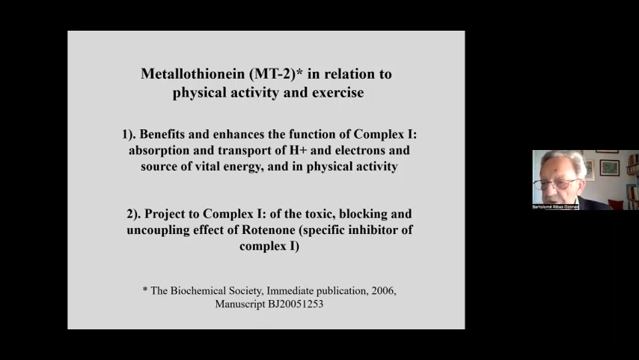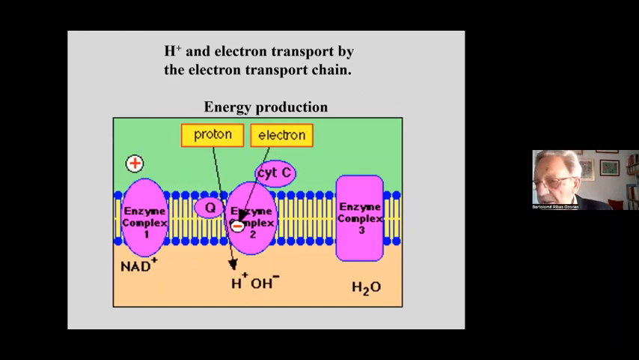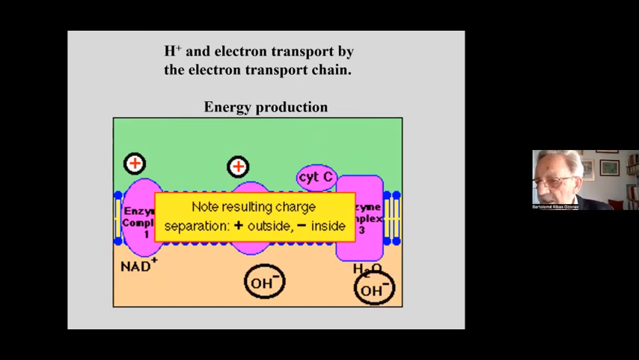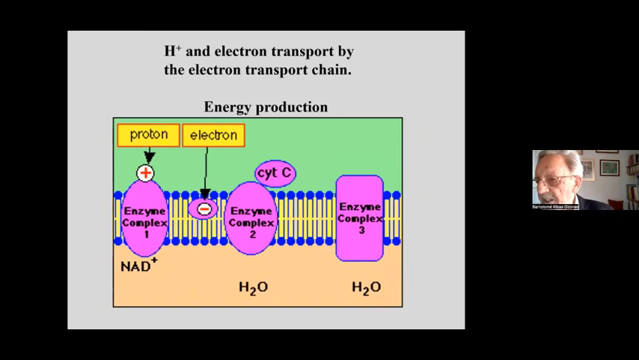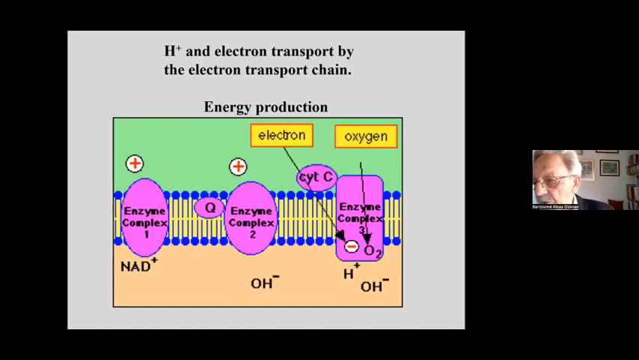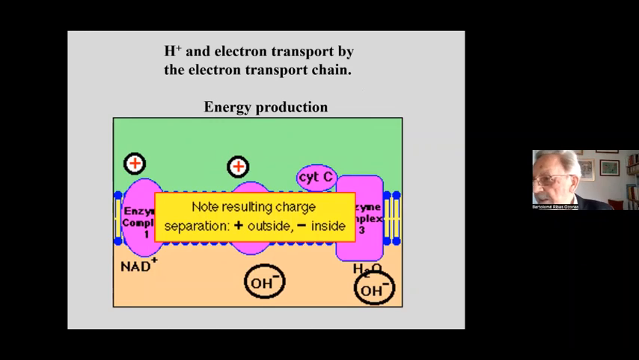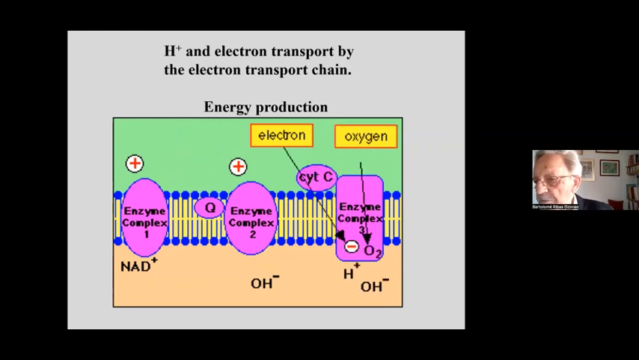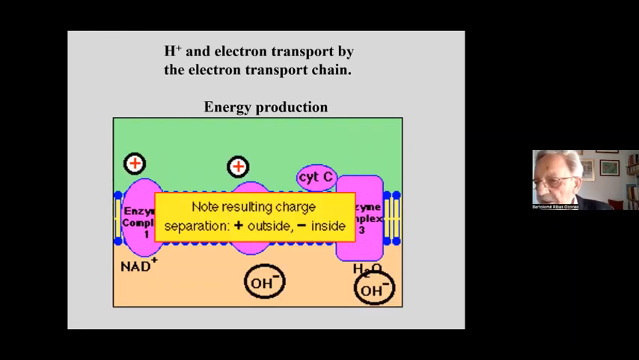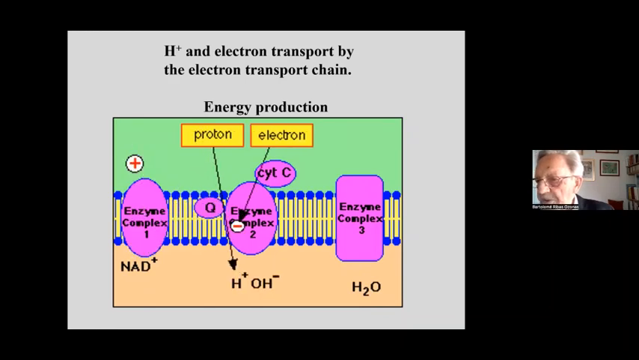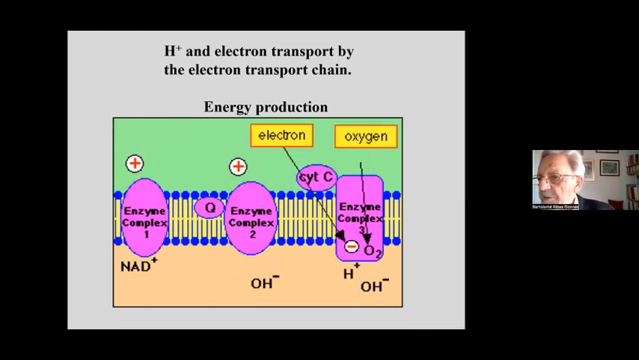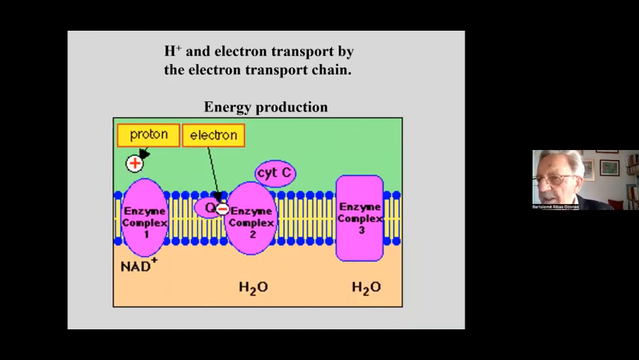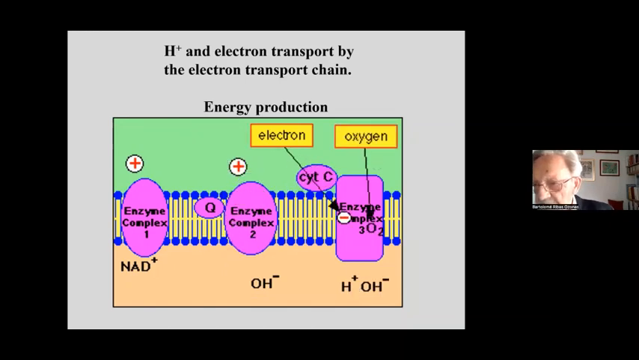In the next figure, we see the electrons and protons, hydrogen ions, transported by the electron transport chain from NADH, nicotinamide adenine dinucleotide reduced, to NAD plus. Free radical ions are reduced by enzymatic activity regulated by metallothionein, which transports essential mineral ions for vital energy production, for metabolism, intellectual activity, and physical activity, as we see in exercise.